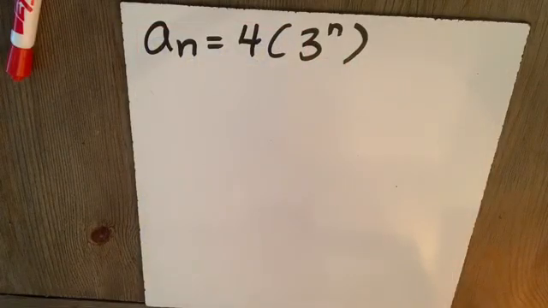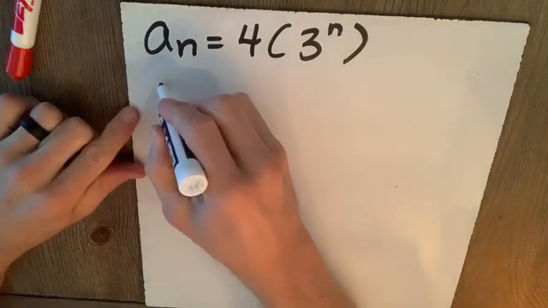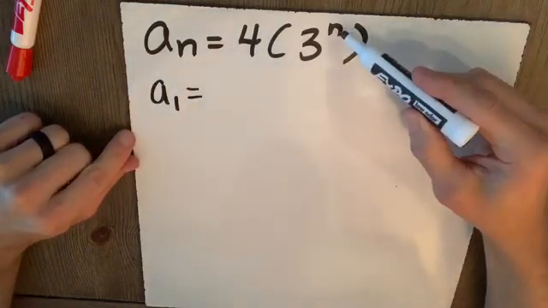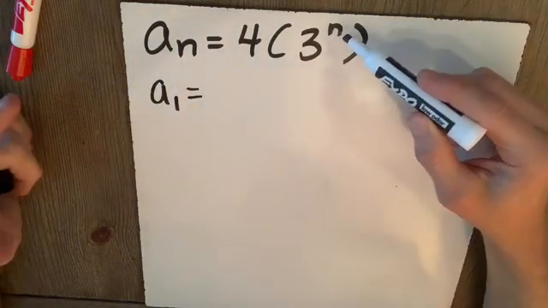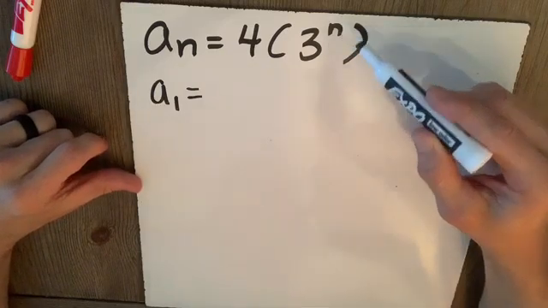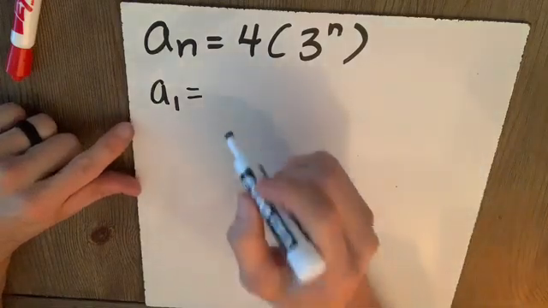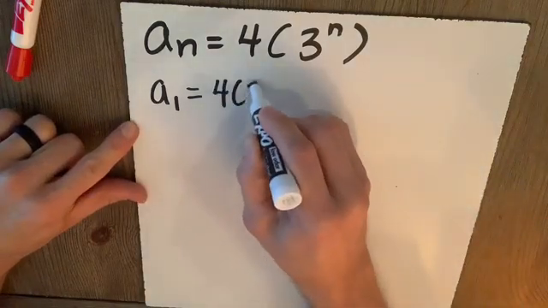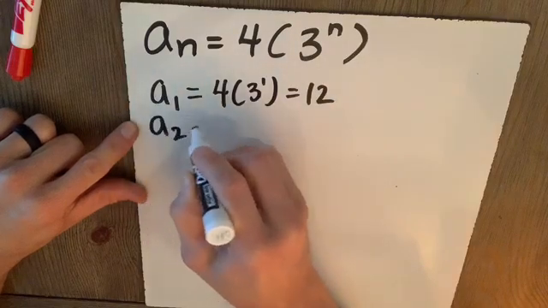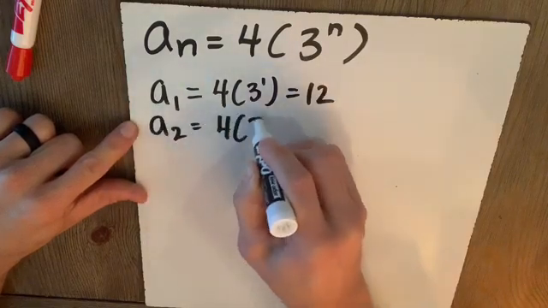Here's another example of a general term of a geometric sequence. So if I put in A1 here, now notice again, I have an exponent that is a variable. That's the telltale sign that we're dealing with a geometric sequence or series. Remember, sequence has commas between them. So this would be 4 times 3 to the 1, or 12. A2 would be 4, 3 squared.